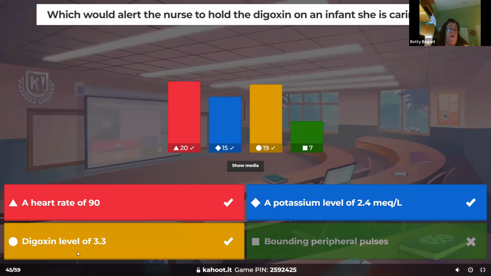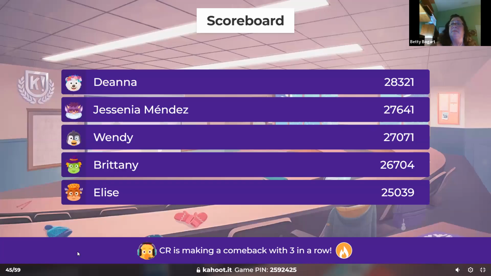Digoxin level, what is it? 0.5 to 2 is okay. Potassium level, if you don't have a good potassium level, you cause dig toxicity, 3.5 to 5. Pulses have nothing to do with digoxin.